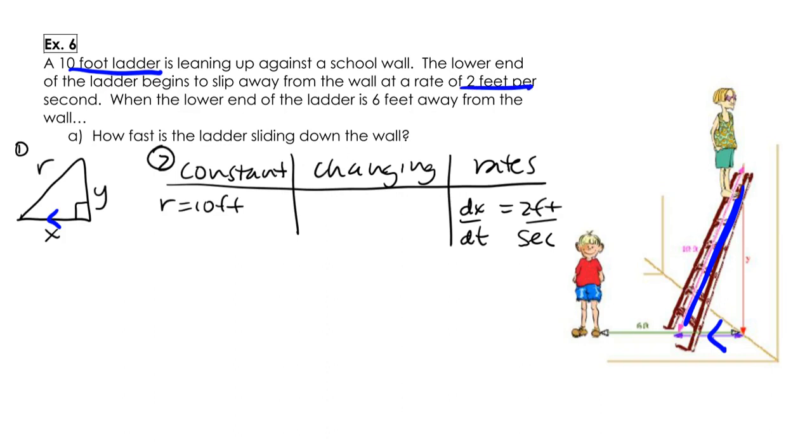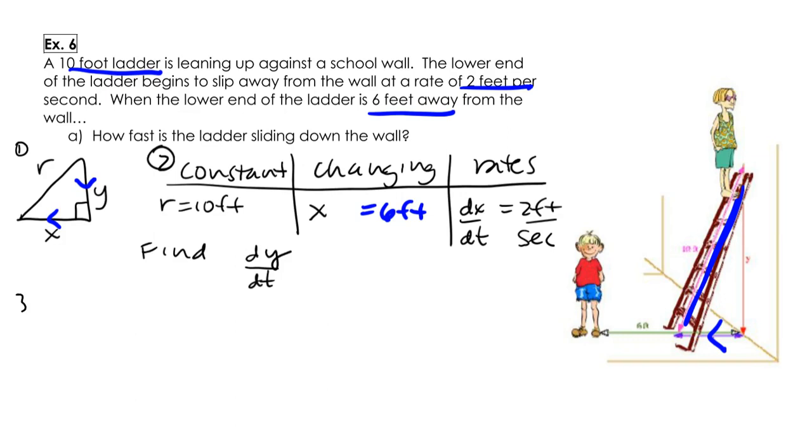Where are we at? Slip away. When the lower end is 6 feet away. It's not always 6 feet away, just at this moment. So what is 6 feet? The lower end, which we'll call x. Find how fast, that's a rate, so d-something/dt. When the ladder is sliding down the wall, do you guys see that this ladder is sliding down the wall? So we want to find dy/dt.